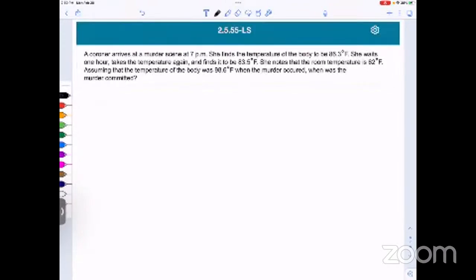Let's see. Now I think this one might be exponential decay again as well. It says the coroner arrives on the murder scene. She finds the temperature of the body. She waits an hour and takes the temperature again. She finds this. She knows the room temperature. Assuming the temperature of the body was this. Okay, I think this is fitted to exponential. So the temperature of the body decreases exponentially over time, right? So I think we are going to fit this to exponential decay.